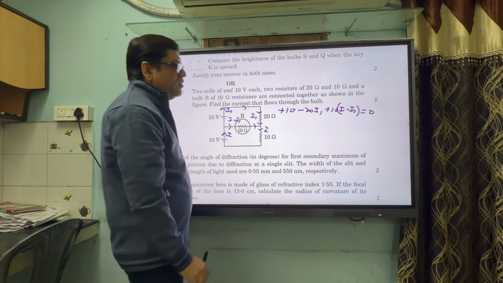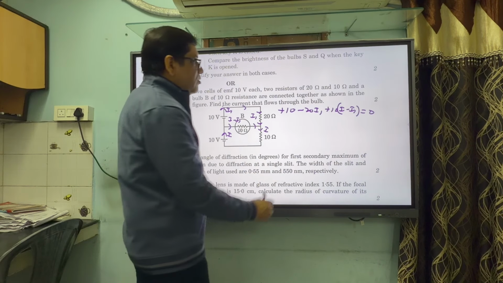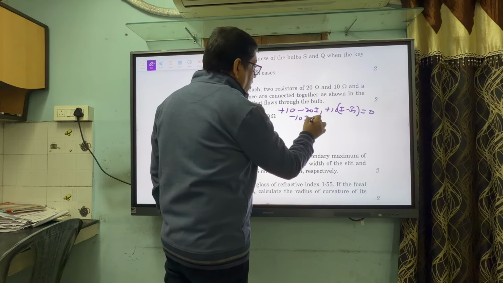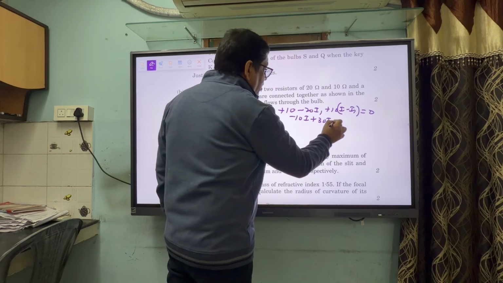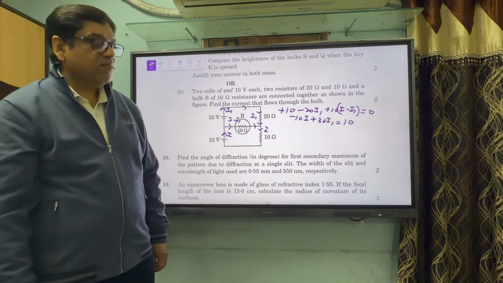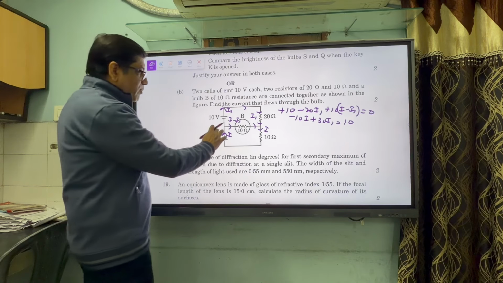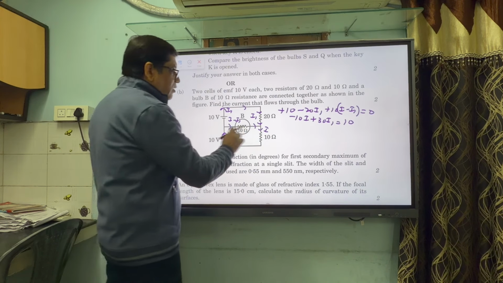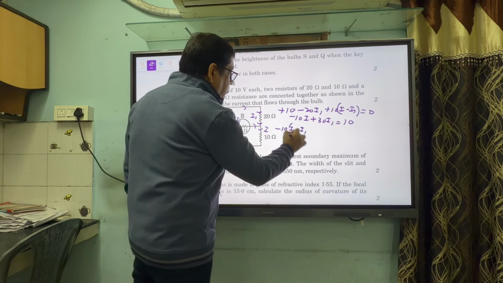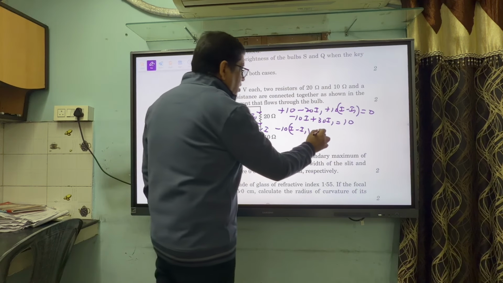Close. So on solving, the equation becomes 30I minus 10I1 is equal to 10. This is the equation on solving. Next, we take this path. With current we are moving, this is the path. Minus 10 (I minus I1). With current, minus 10.